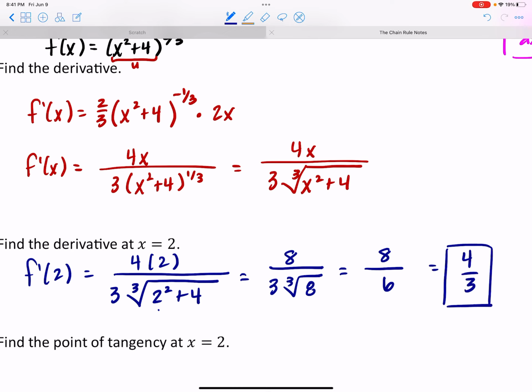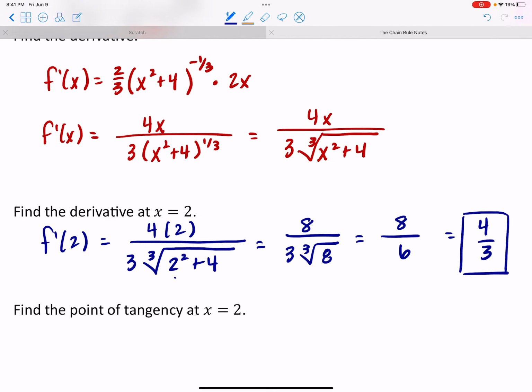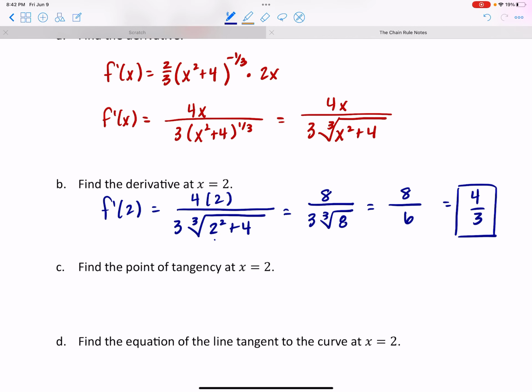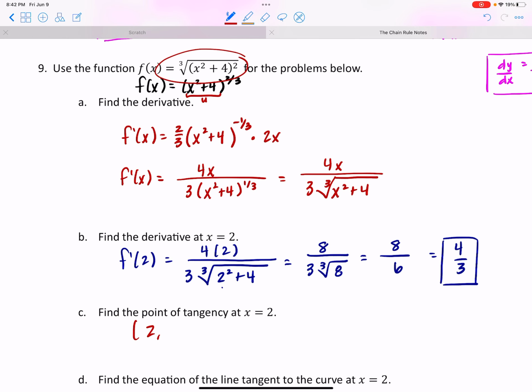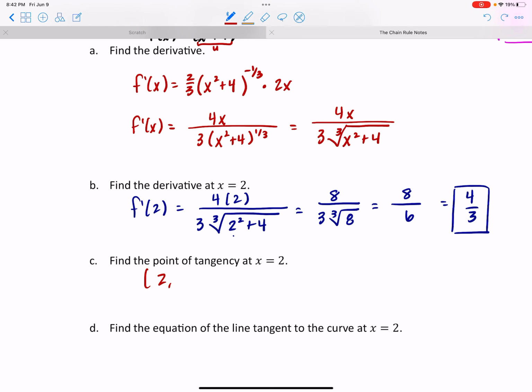Alright, so we have our derivative. That's the equation we could use to find slope. Now we have the actual slope at the x value of 2. Let's go ahead and find the point of tangency at x equals 2. So that's going to be a point where our x value is 2, and to find our y value, remember we're looking for a point that's on our original curve, so I need to find f of 2. That's going to be our point of tangency.